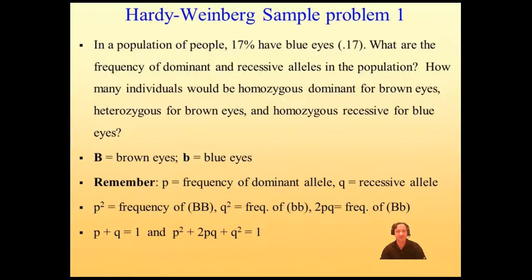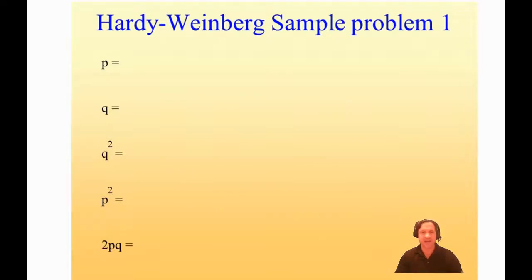And you can see that we still have our two equations there. P plus Q equals 1, and P squared plus 2 times P times Q plus Q squared equals 1. Okay, so now I'm going to quickly show you how to do the math with this Hardy-Weinberg sample problem number 1. Now, if you remember from the previous slide, 17% of the individuals in this population had blue eyes. Another way to say 17% is to say the frequency of people with blue eyes is 0.17. Now, the only way you can have blue eyes is you have to have the genotype of little b, little b, or you have to be homozygous recessive.